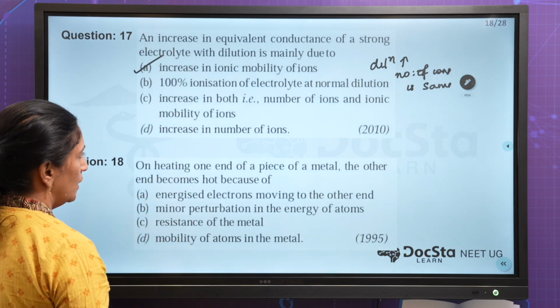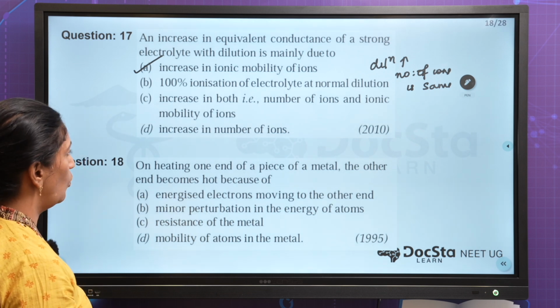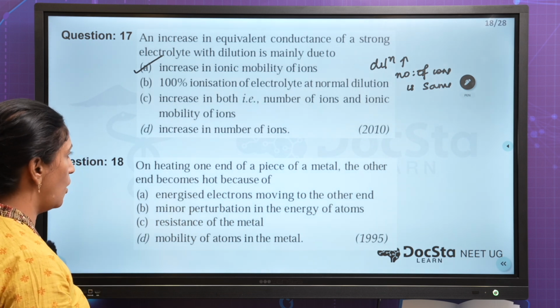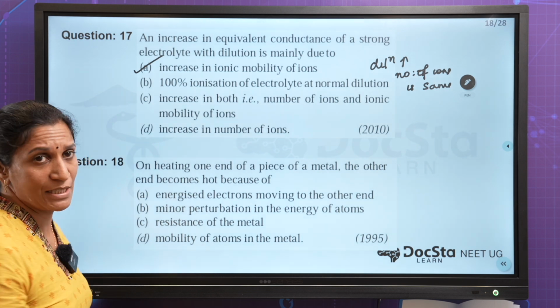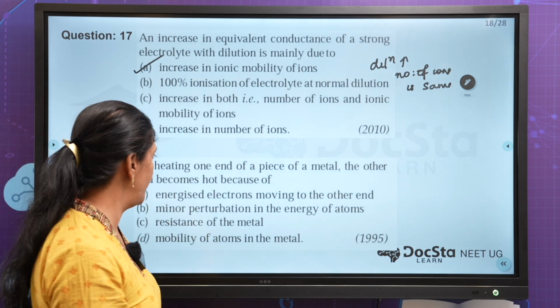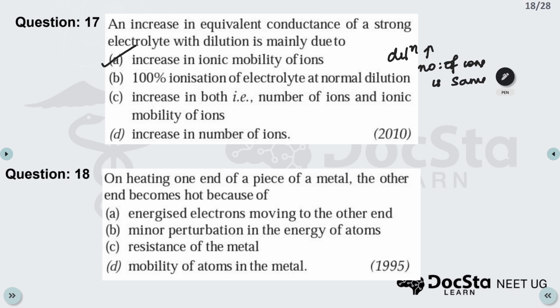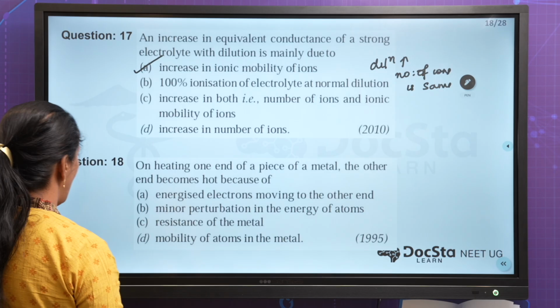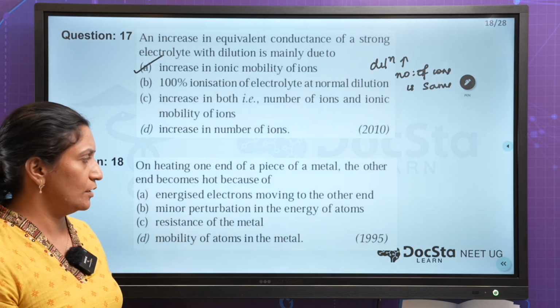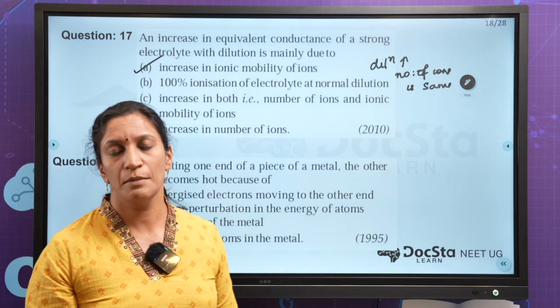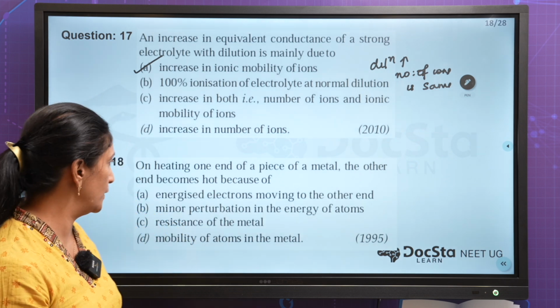A. Now coming to the next question, on heating one end of a piece of metal, the other end becomes hot. What is the reason for the other end becoming hot? Options are given. We know that conductivity of heat in metal is due to the free electrons; metals are conductive because of free electrons. When they move, conductivity is due to the movement of the free electrons. So it is because of their movement that it gets heated, or the temperature increases.